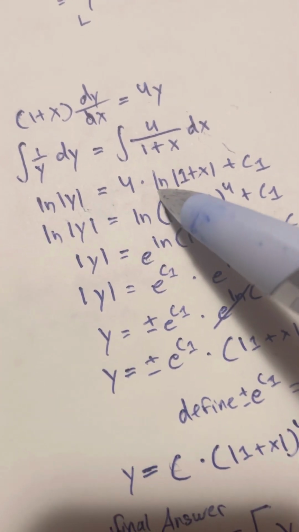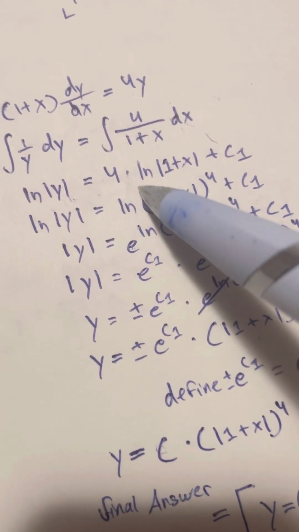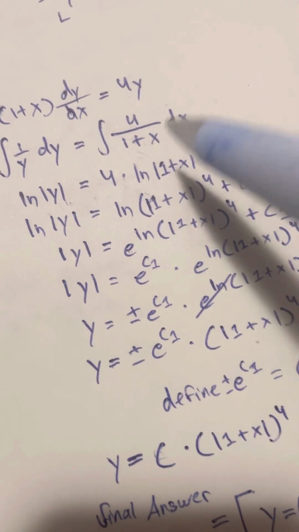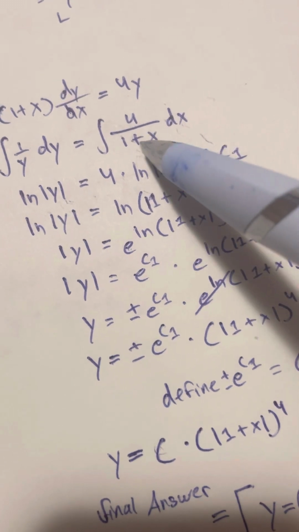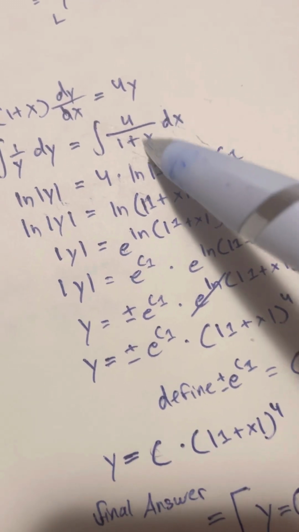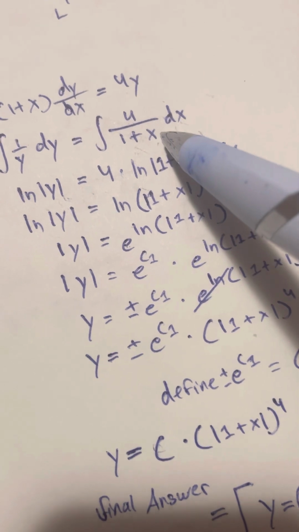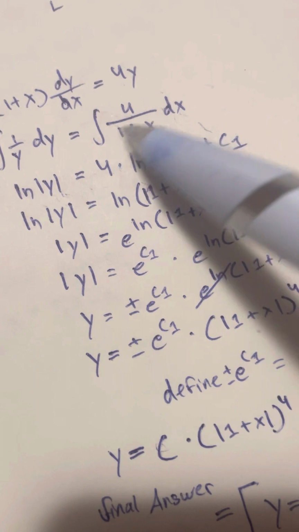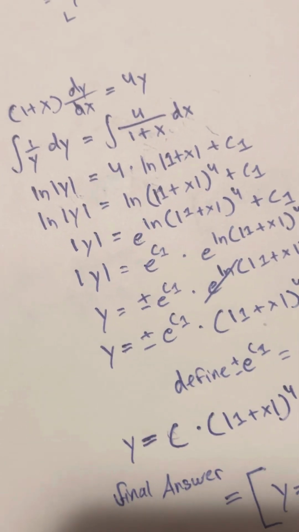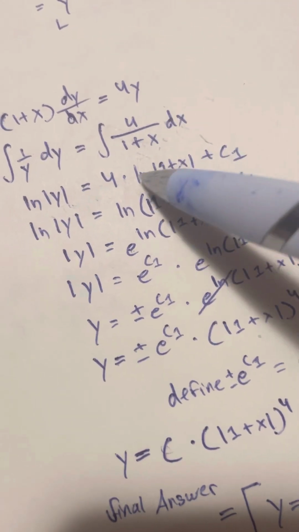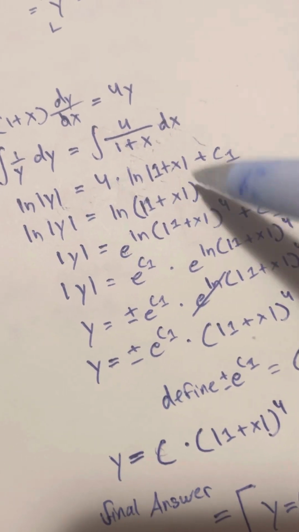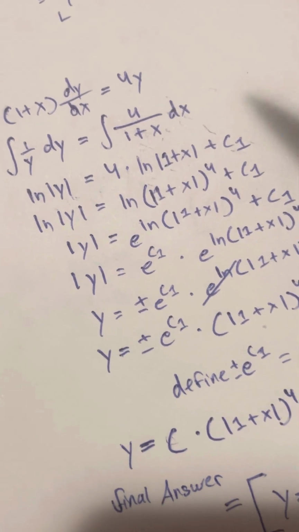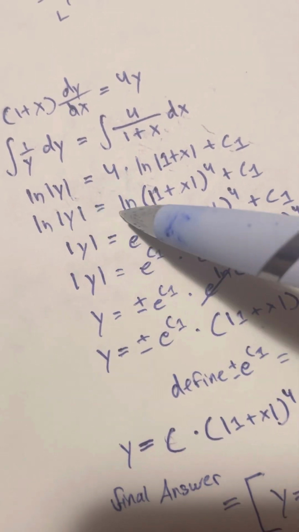And this is going to equal 4 times. So this might take a second to understand, but remember that if this equation was 1 plus x, this would just equal the natural log of this, right? That's all it would equal. But we have 4 here, so instead it's 4 times the natural log of 1 plus x plus c1. So that's the integral of the right side. And so we rewrite it, and this is what we get.